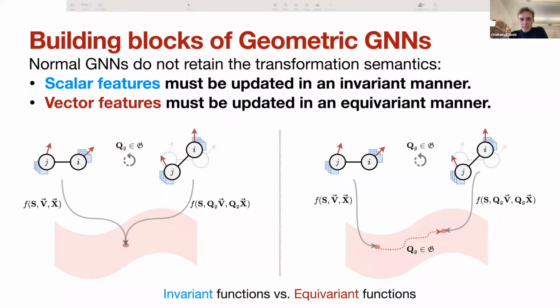On the other side, there would be equivariant layers, and equivariant layers choose to also update higher order geometric features, for example, vectors. And if we do that, we need to make sure that it doesn't matter whether we first rotate our graph and then update the features, or whether we update the features and then rotate the graph. We would need to arrive at the same position. And that's what this picture here specifies.